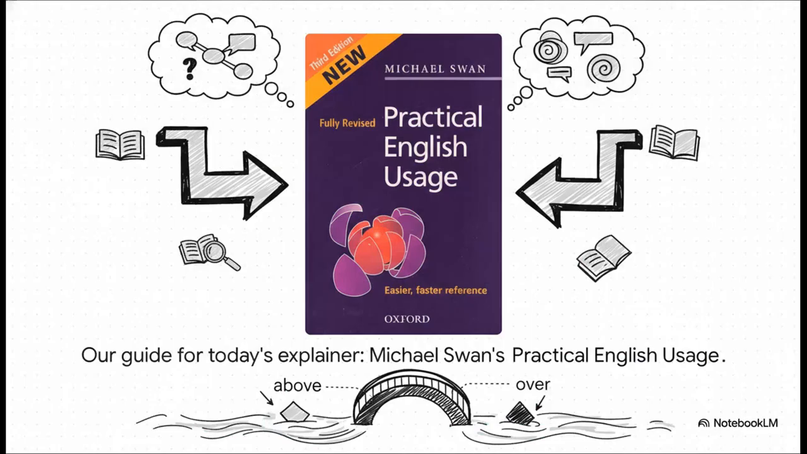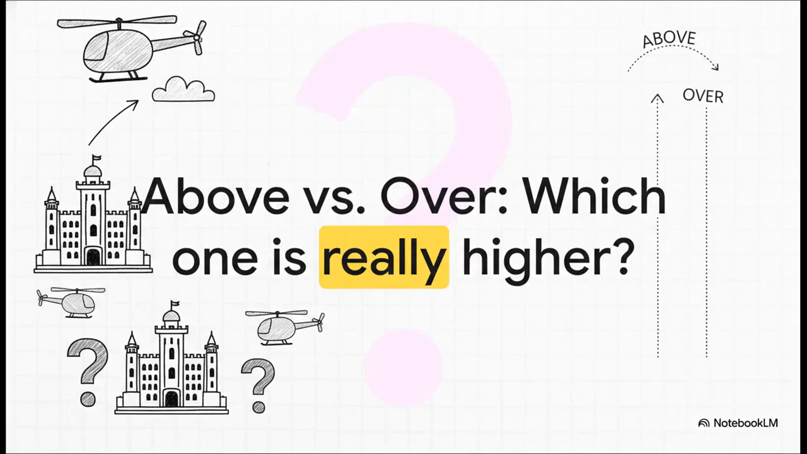Now, to get to the bottom of this, we're not just guessing. We are going straight to a powerhouse of English grammar, Michael Swan's Practical English Usage. This book is basically the gold standard for these tricky questions, so you know we're getting the real story. So let's just ask the big question right out of the gate. Which one is really higher? Is a plane flying above the clouds or over the clouds?